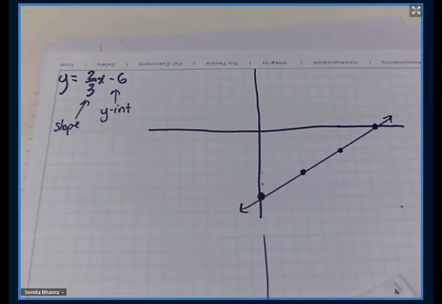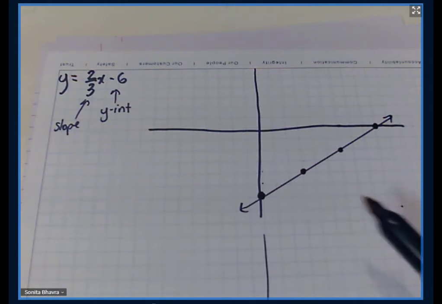All right, so if you have an equation written in y equals mx plus b form, you get your slope, you get your y-intercept. Using those two pieces of information, you can get your graph of the line.